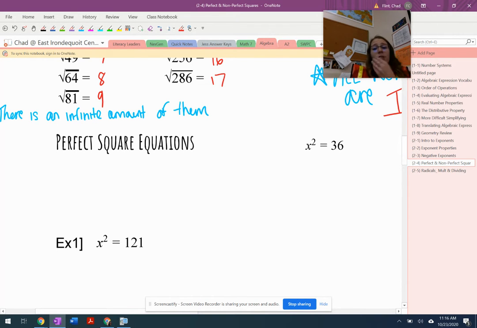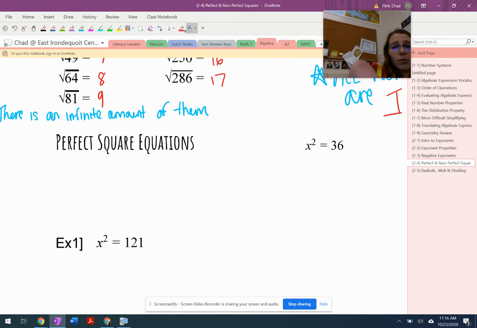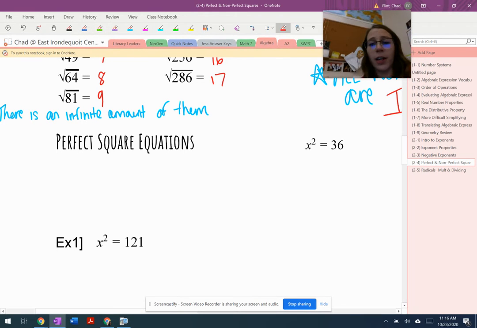So perfect square equations. The first thing we need to talk about is, first off, detach that keyboard. There we go.